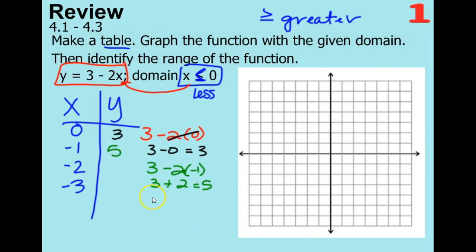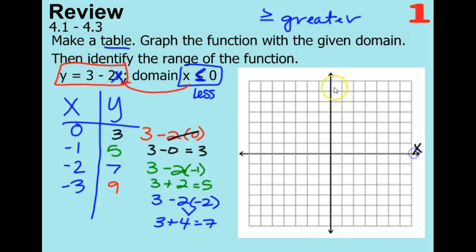Then plugging in a -2, 3 minus 2 times -2, all I'm doing is plugging in our number for x. A negative times a negative makes a +4, and 3 plus 4 is 7. Well, you might see our pattern 3, 5, 7, next would be 9.